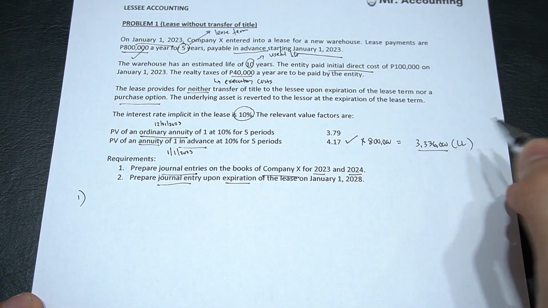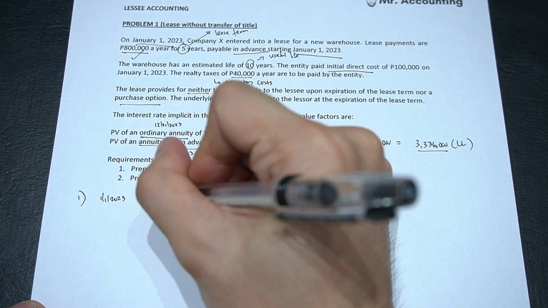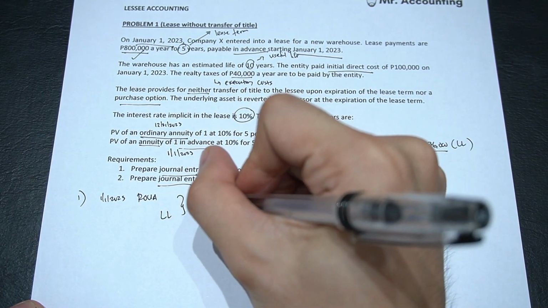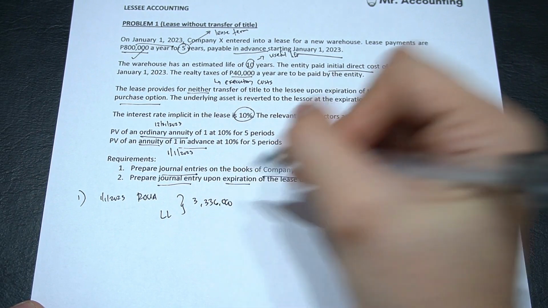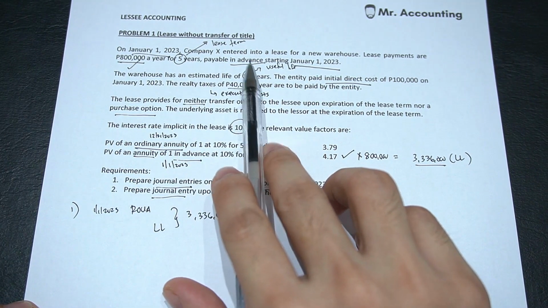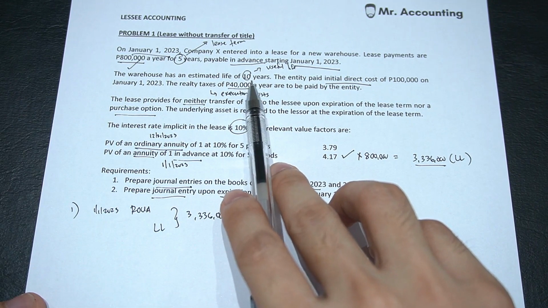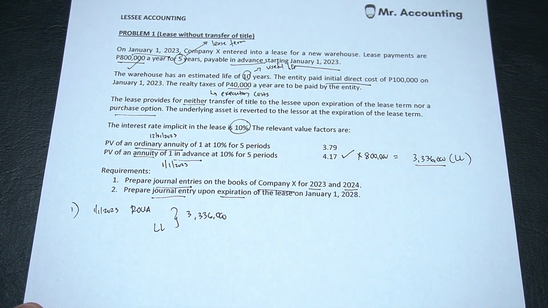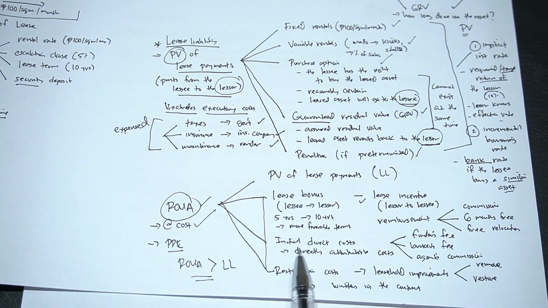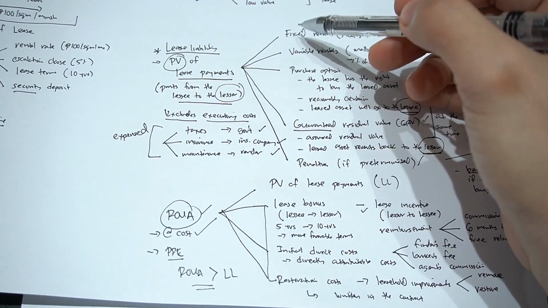Okay, so now, let's prepare the journal entries. Yung first entry natin is this one. January 1, 2023, meron tayong debit right of use asset or ROA, credit lease liability, 3,336,000. Okay, so what else? Ano pa nangyari? These payments are 800,000 a year, payable in advance. Okay, and the warehouse has an estimated life of 10 years. The entity paid initial direct cost. So class, ano yung effect ng initial direct cost? From our lecture, initial direct cost, may effect siya sa ROA natin. Pero wala siyang effect sa lease liability. Wala siya dito. Tama ba?